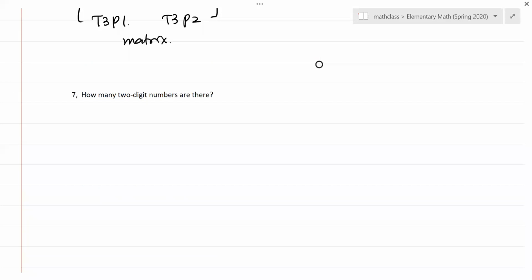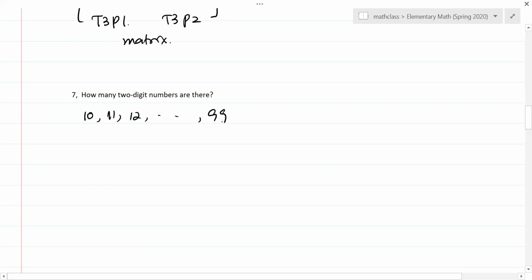So our next problem is about numbers. How many 2-digit numbers are there? The question is how to count. Some students immediately tell me 90. The reason is you start with 10, 11, 12, all the way to 99. From 10 to 99, you get 99 minus 9, so it's going to be 90. That's one way you can count.